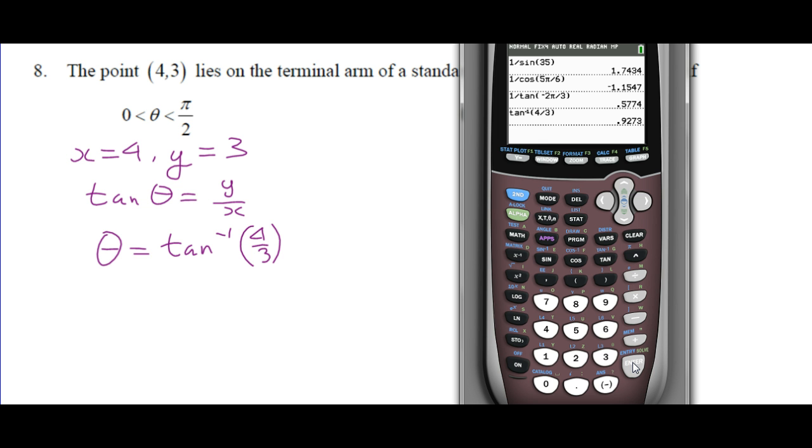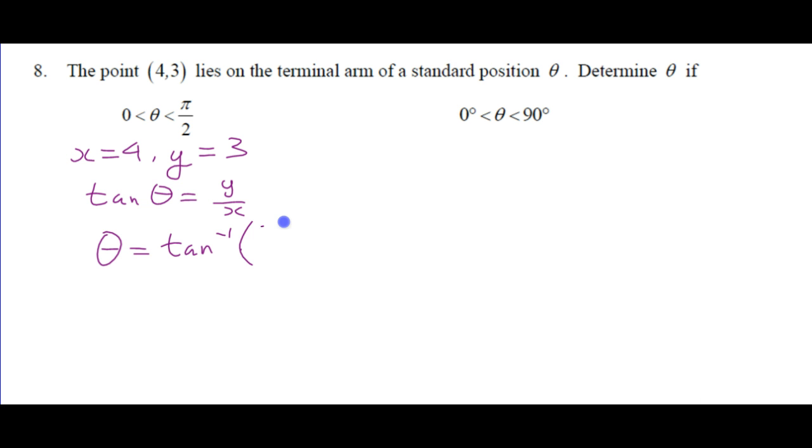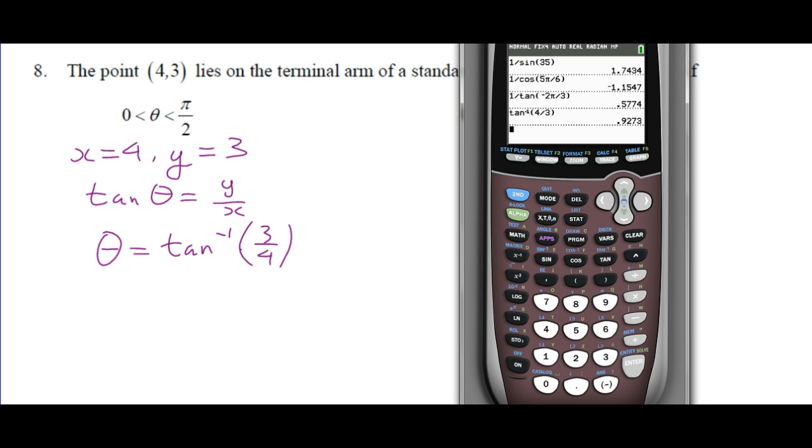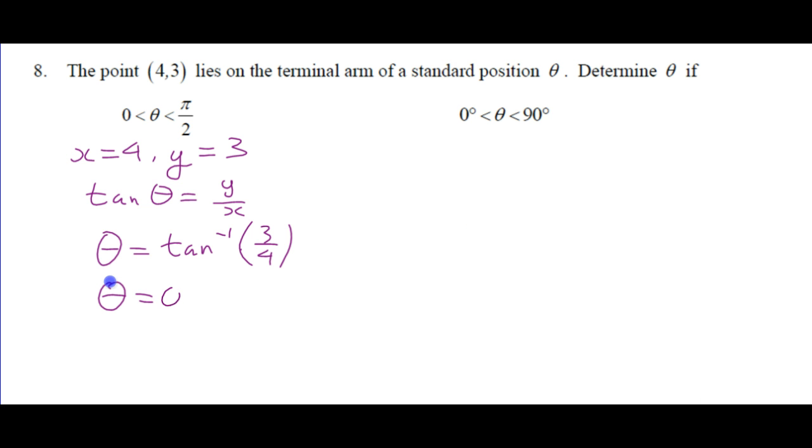Did it say 4 decimals or anything? X is 4, what? Oh, you mean like 3 over 4? Oh, totally different answer. Okay, x is 4, y is 3. Tan. So what do we want? We want to flip that. So tan inverse of y, which is 3, divided by 4, which is 0.6435.